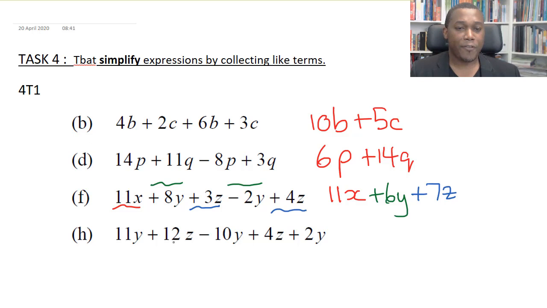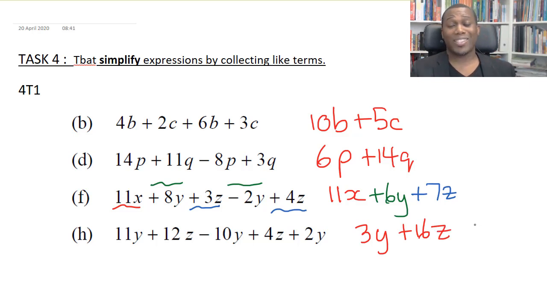So that's the answer you should have had for F, having gone through the process. And then finally for H, following the same style, you should have, I'll put the answer in red, 3y plus 16z. Let's say that again, 3y plus 16z. Do you say Z or Z? I'll go with Z. So there you have it.